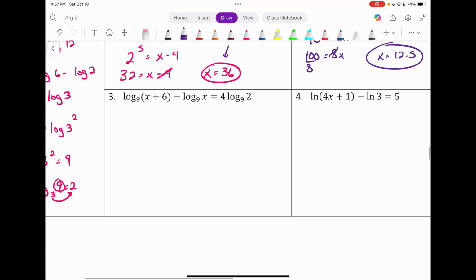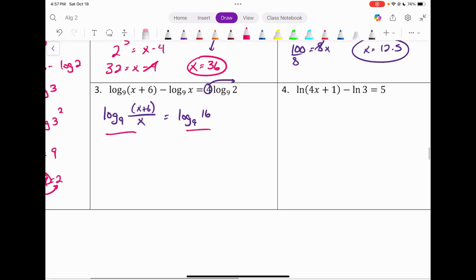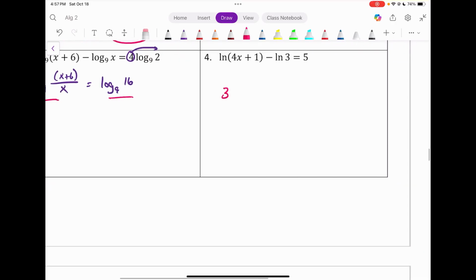To subtract two logs, we again divide. So this would be log base 9 of x plus 6 divided by x equals this 4. I'm going to move it up to an exponent: log base 9 of 2 to the 4th power, or 16. This is a different type of logarithm equation. Anytime you have a log that's equal to a log, let me give you an example. If I have 3 to the x power equals 3 to the 2nd power, it is obvious that I could replace this x with a 2 to make this a true statement. This is working the same way.